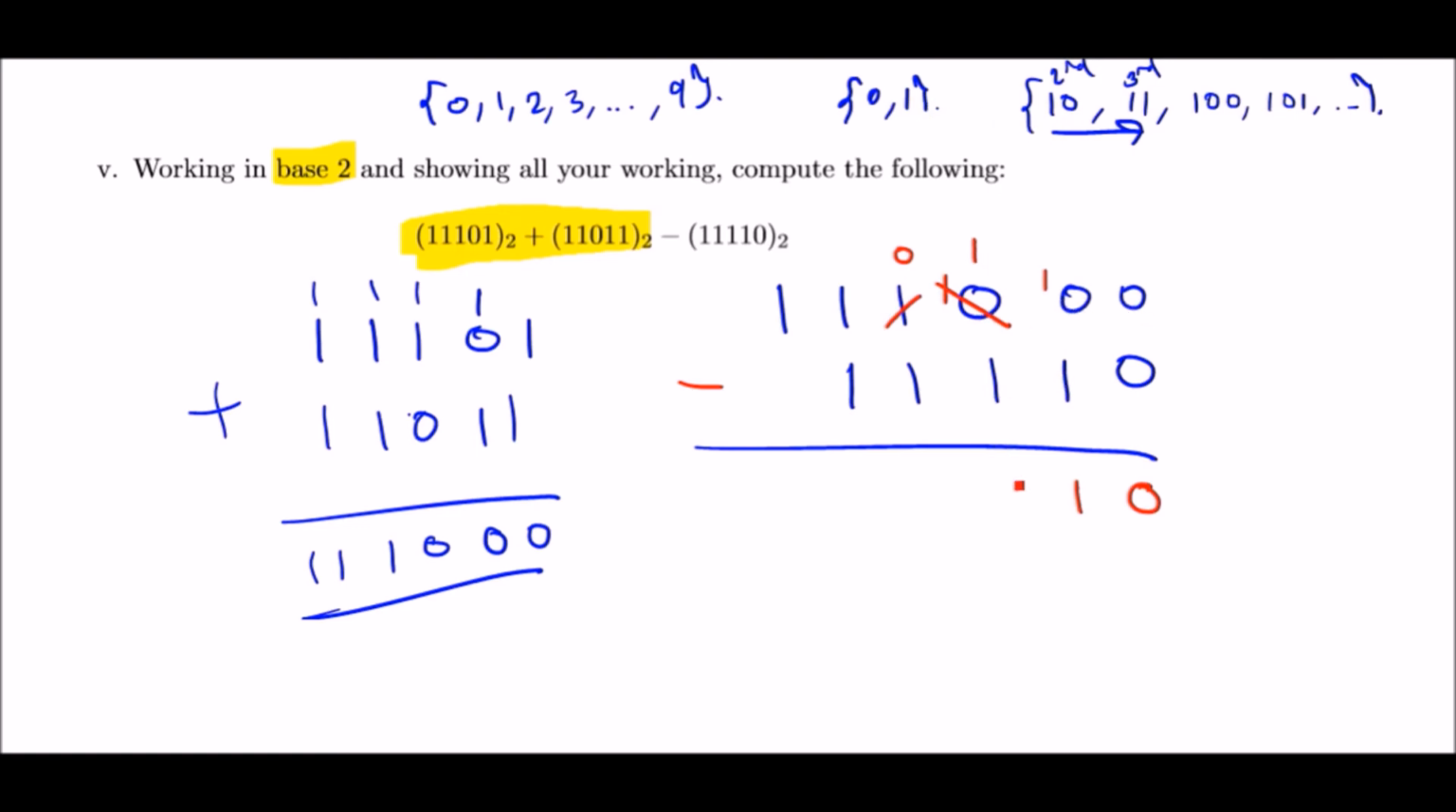Now 10 take away 1 is 1, nothing take away 1 you can't do, so you borrow from here, becomes a 10. 10 take away 1 is 1, you can't do so borrow from here, give him the 1, and you get 10 take away 1, which is 1. So this should be your final result. So it looks kind of similar. It's hard to tell how big these values really are, but this is what you should get.